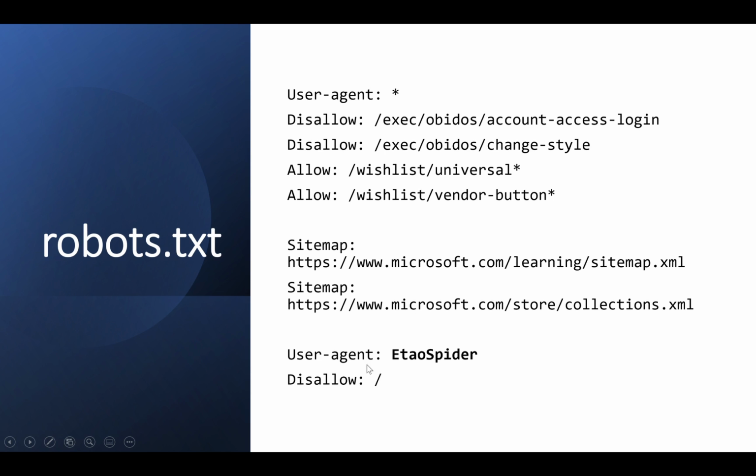You could also see something like user agent ETO spider disallow. What it is saying is this website doesn't welcome this spider. This is one of the common spiders across websites. So you could allow or disallow any spider that you don't want. By default, everything is allowed unless you have a disallow list. So this spider is not allowed to visit any of the pages in this particular website because it's the root folder.